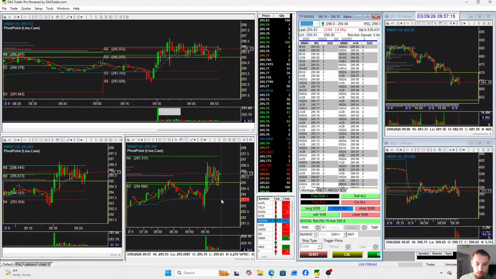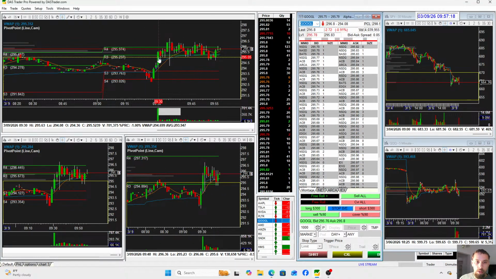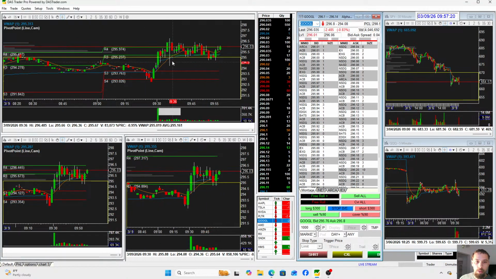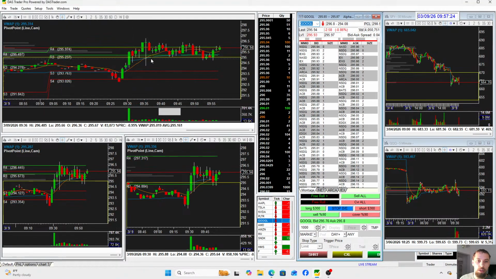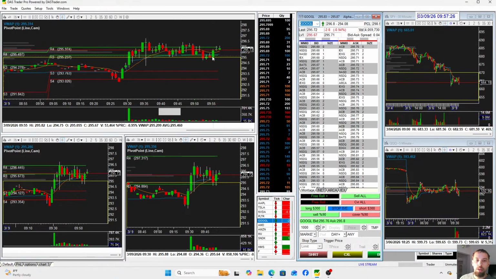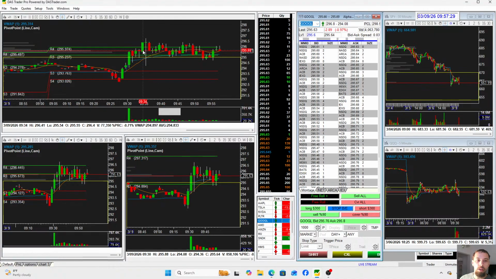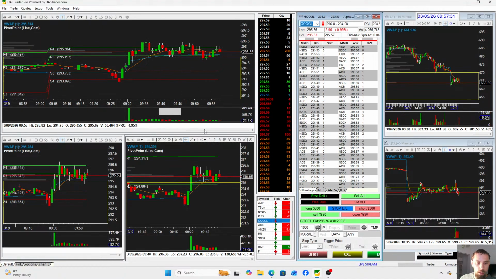Google. If you look at Google here, it's bounced off this box that I marked. So if we zoom in right here, this yellow line, you can see it tested it a bunch of times. So obviously that's a high liquidity area. It's been stuck in this range, going sideways.